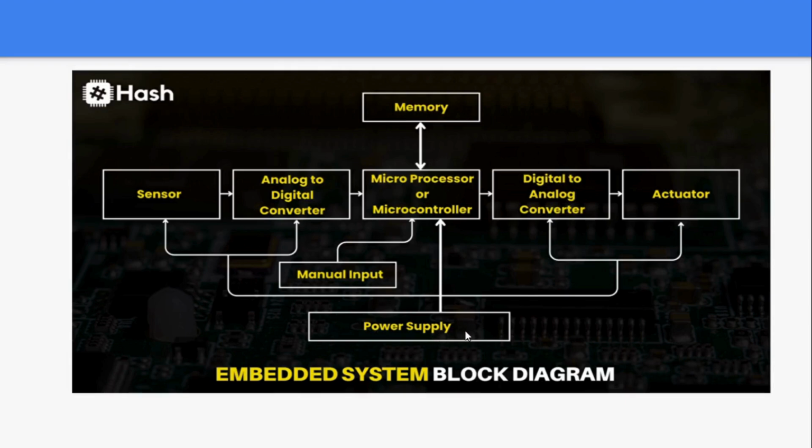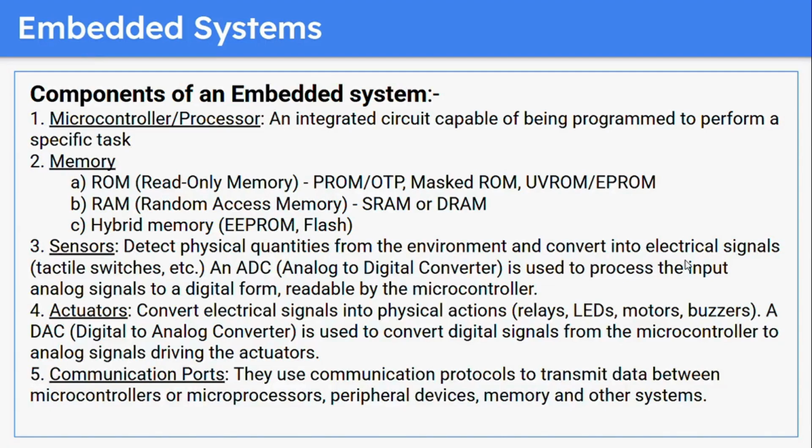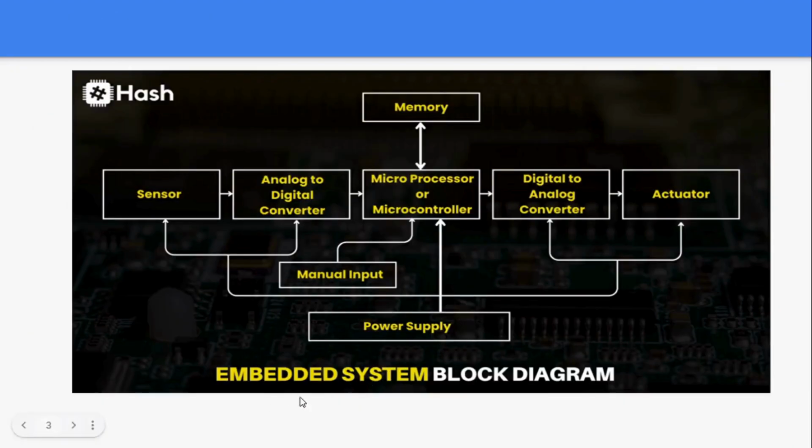And power supply is connected to all the components. The next component is the communication ports, which are used to transmit data between the microcontroller and other peripheral devices like memories, sensors, etc. This is a high-level block diagram of an embedded system.